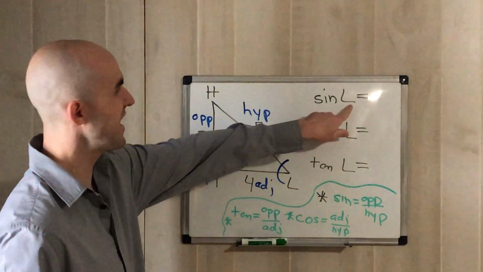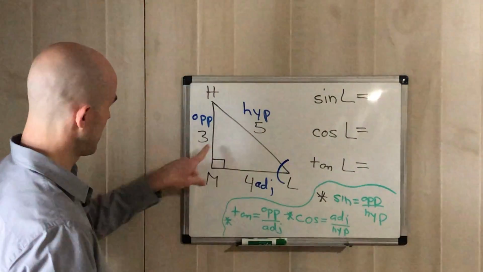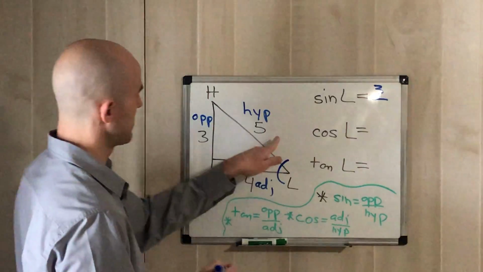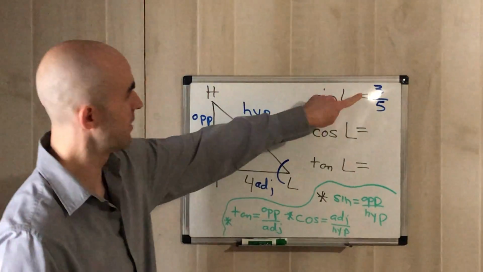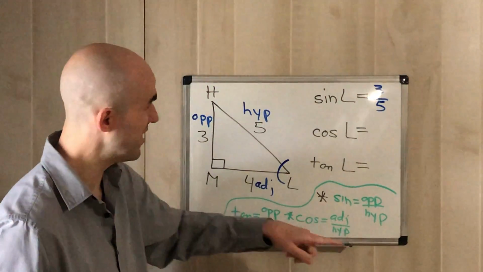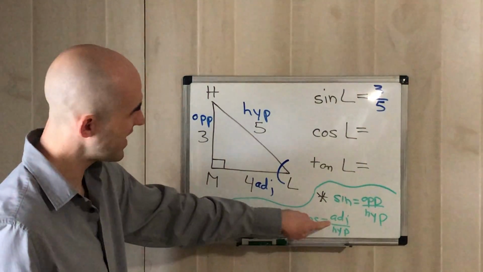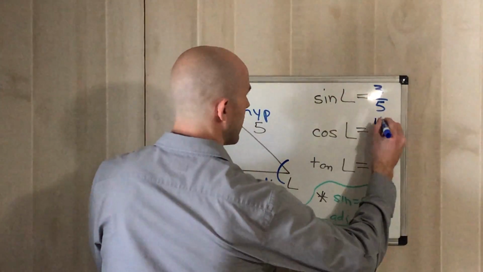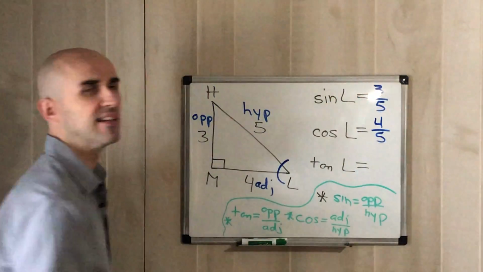So if we want to find sine of L, remember, sine is opposite over hypotenuse. So the opposite is 3. The hypotenuse is 5. And that's it. That's how we set it up. It's literally opposite over hypotenuse. Opposite over hypotenuse, that's our formula. And that's what sine of L is. To find cosine of L, cosine is adjacent over hypotenuse. So it would be adjacent 4 over hypotenuse 5. And cosine of L is set up.